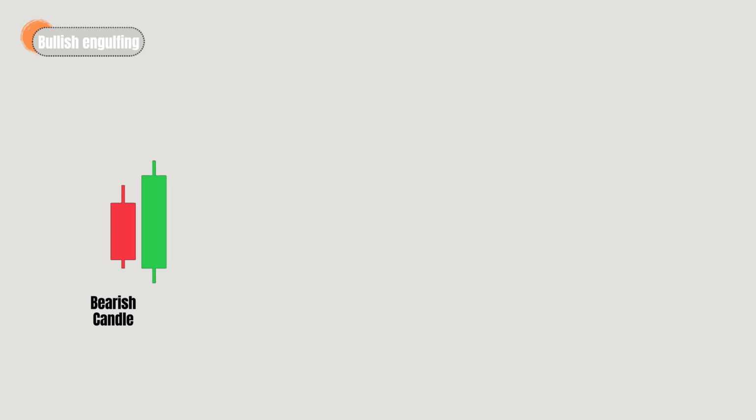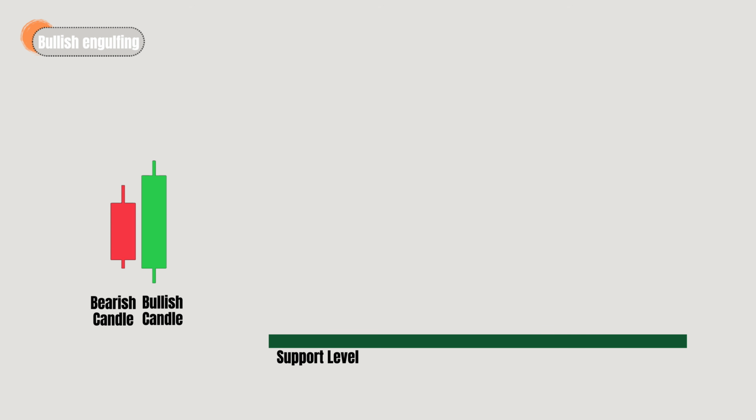Let's understand the bullish engulfing pattern. The bullish engulfing pattern consists of two candles, a bearish red candle followed by a bullish green candle. This pattern signals a potential bullish reversal in the market. It often appears near a support area, where sellers close a strong, bearish red candle.